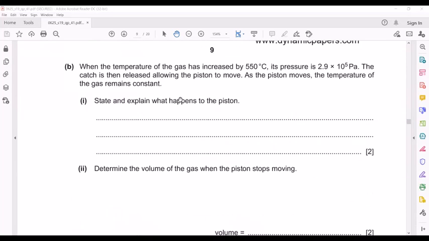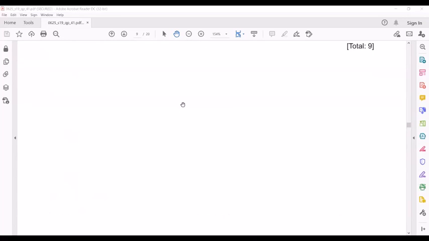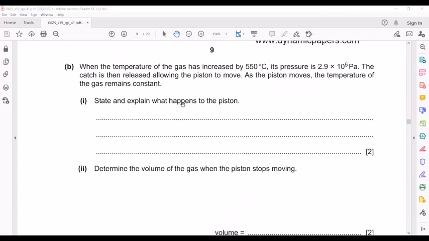The next part: determine the volume of the gas when the piston is moving. For this one, we know P1 V1 equals P2 V2, because whenever there is a gas and the temperature remains the same, the formula which relates the pressure and volume is P1 V1 equals P2 V2, as they are inversely proportional.